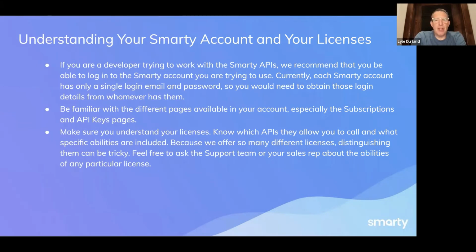Just to give you an example, if you, as a developer, think, oh, I want to do US address verification, I'm going to call the US Street Address API. But you could call that API with, for example, a US standard cloud license. You can call that API with a US core cloud license. You could call that API with a US rooftop geocoding cloud license. And so understanding the differences between those different types of subscriptions, those different licenses, will be essential. And again, reach out to the support team. We can help you if you have any questions on the abilities of any particular license you're trying to use, or how to call the APIs you're trying to call.